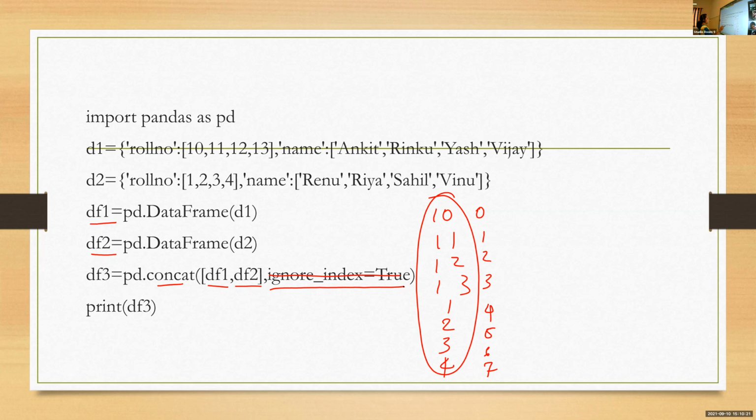So that is one of the variants of the concat function. To replace the current index value with the default index value, use ignore_index as true. If it is false, then it will display just like our normal concat function.